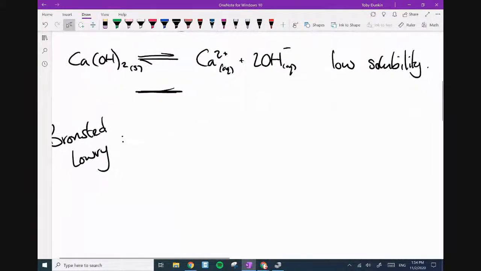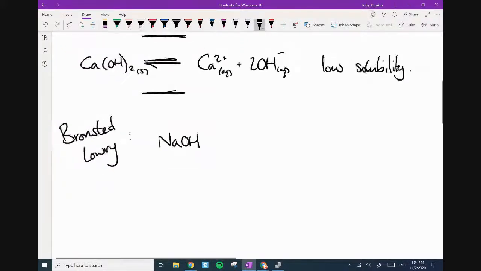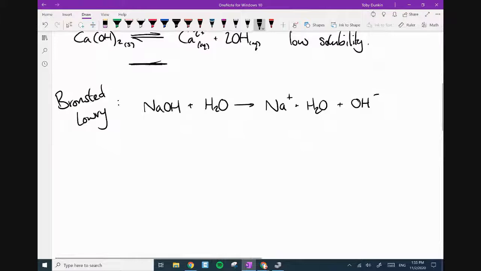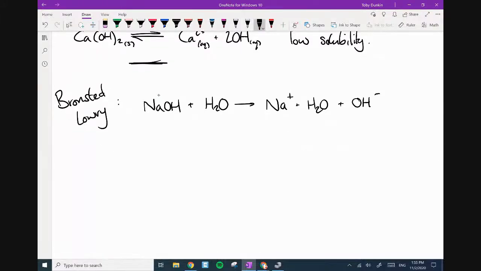Now this can be done, just to show you what's happening. This is where you have to include water. This is not Lewis, I made a mistake. Sodium hydroxide reacts with water to produce, and I'll draw this out in a minute, H2O and OH-, just to explain what's going on here.